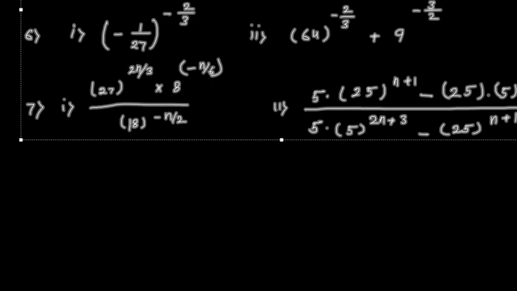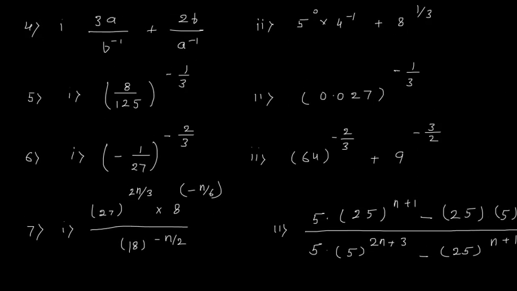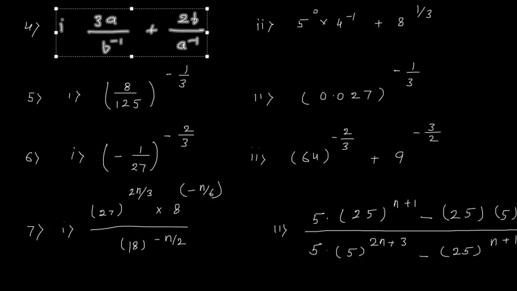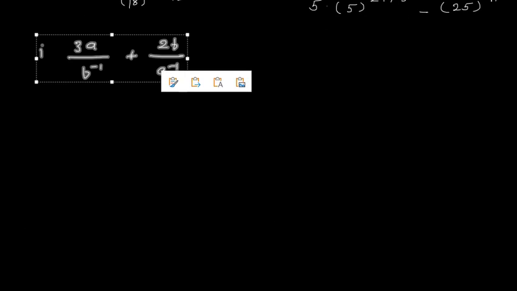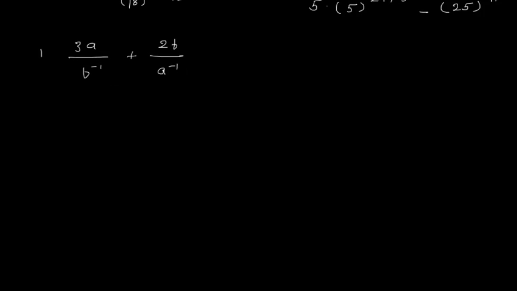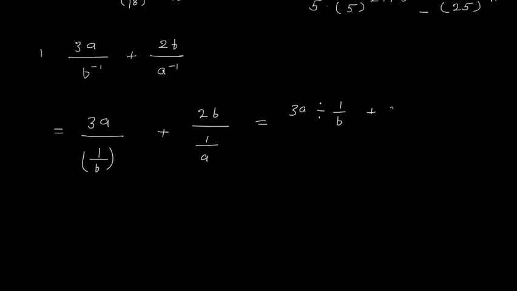Now let us see the fourth question. First part of fourth question. 3a upon b power minus 1 plus 2b upon a power minus 1. So what we will do? This is 3a upon b power minus 1 means 1 upon b plus 2b upon, this is 1 upon a. This is equals to 3a divided by 1 upon b plus 2b divided by 1 upon a.